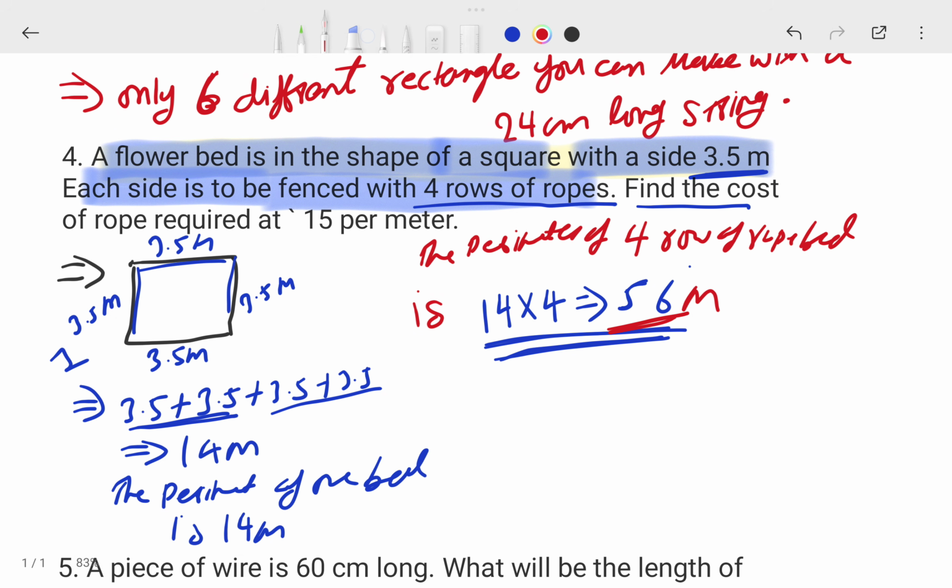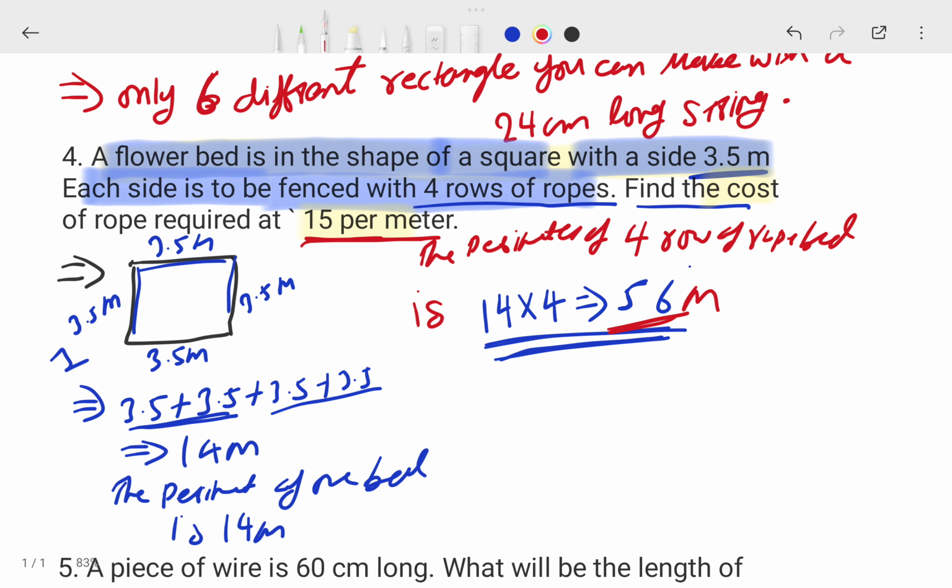So now it is telling, again here, to find the cost of rope required at 15 per meter. So the price is 15 per meter. Okay, it is 18 or something. Once look in your textbook what price is given. Okay, it is given 15 or something. I will match it with the textbook. Let's look at this. So this question here I'm confused, is it given 15 rupees or 18 rupees? Once look. Okay, so this is in the fourth question.